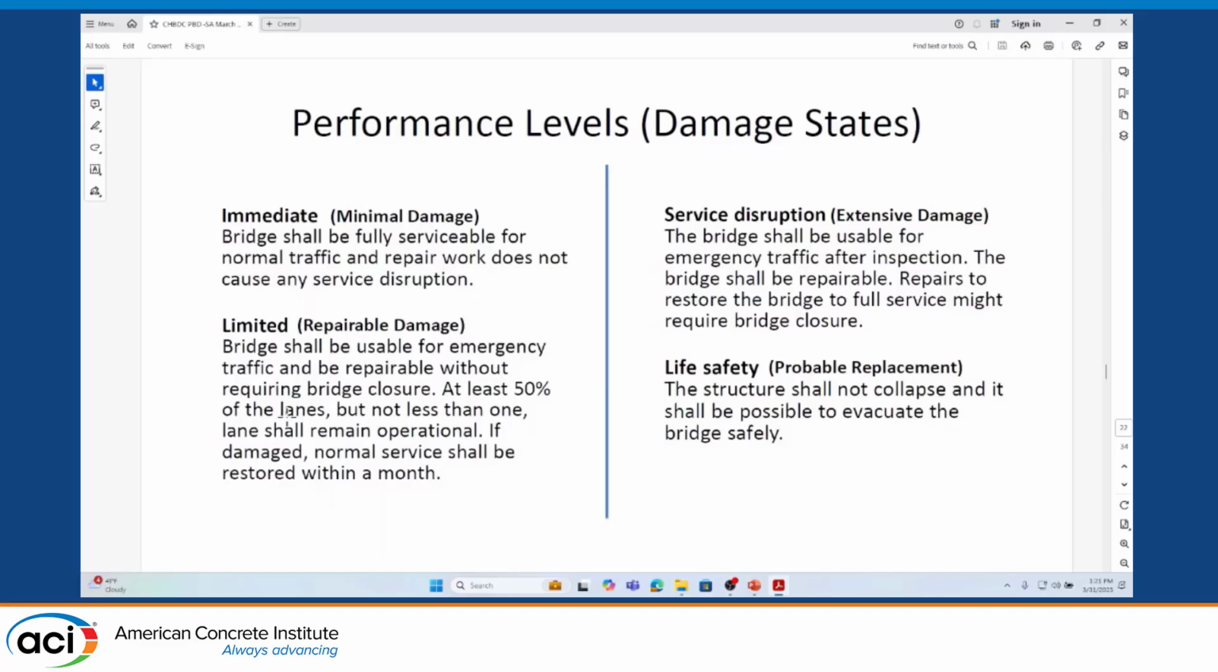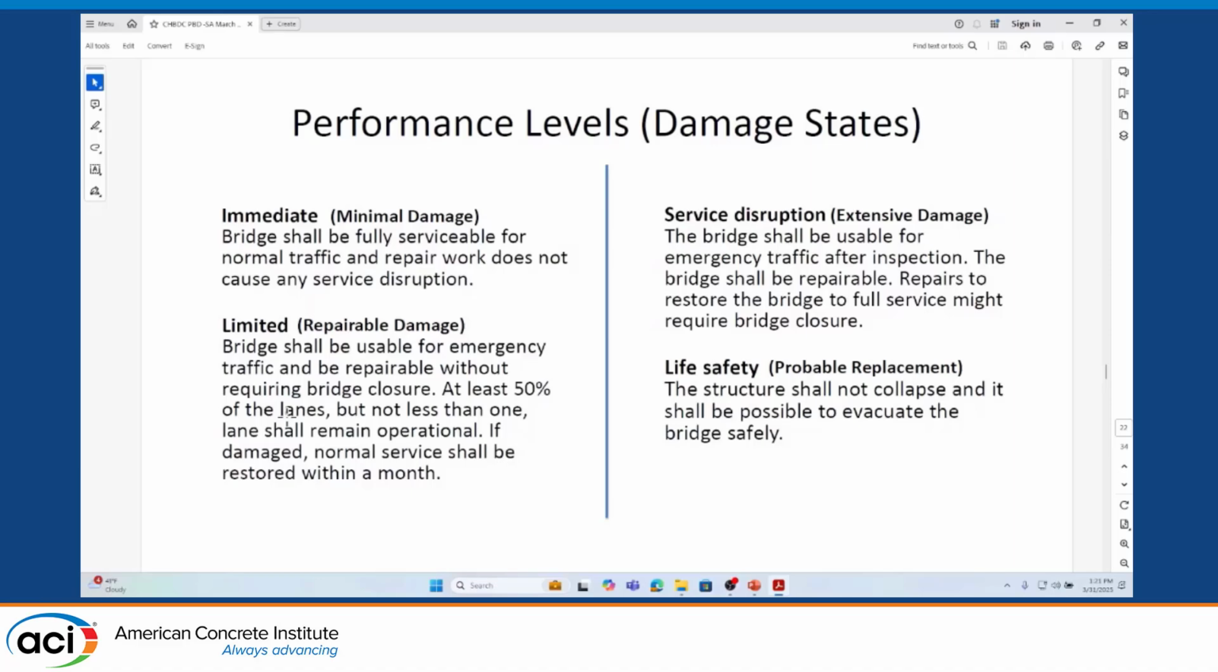The next one is limited service, which corresponds to repairable damage. Bridge shall be usable for emergency traffic and be repairable without requiring bridge closure. At least 50% of the lanes, but not less than 1 lane, shall remain operational. If damaged, normal service shall be restored within a month.